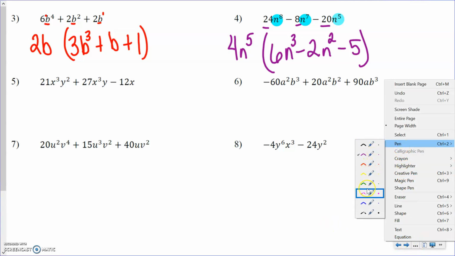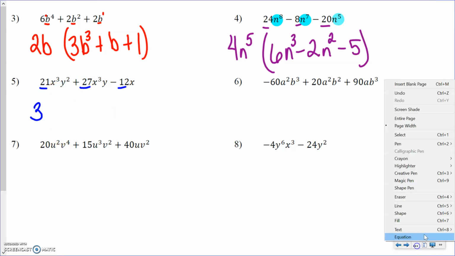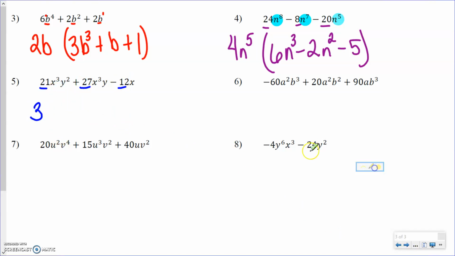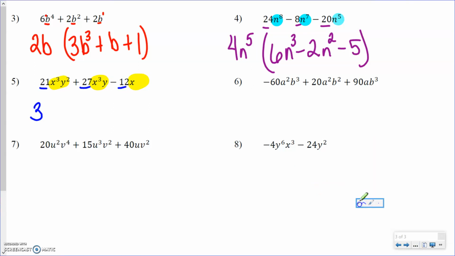The next group has more than one variable in it, which is okay. Still follow the same process. So 21, 27, and 12, I can divide all of those by 3. And then you'll notice that all 3 of those terms have variables, but they don't all have y's. So I can't use a y in my GCF that I'm pulling out.